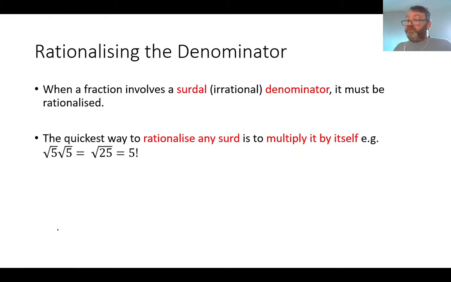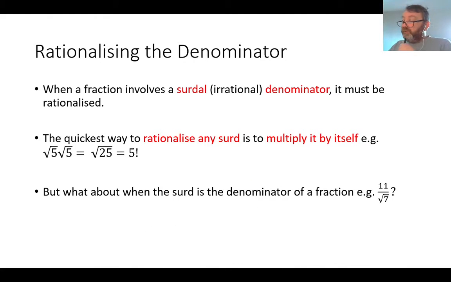So the quickest way, as we said already, to rationalize any surd is to multiply it by itself. For example, if you want to rationalize root 5, what do you do? You multiply it by itself and you get root 25, which is 5. So therefore, any root multiplied by itself will simply drop the root and keep the number, and that's important.